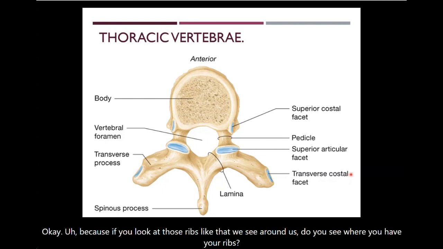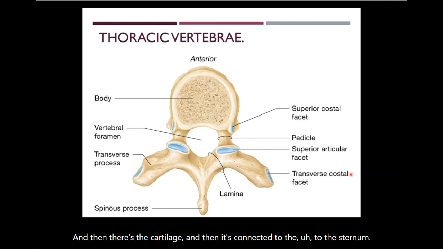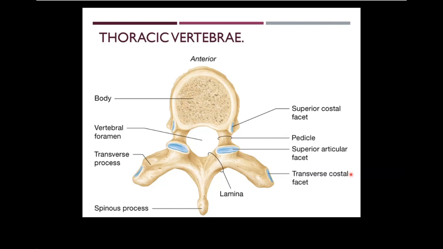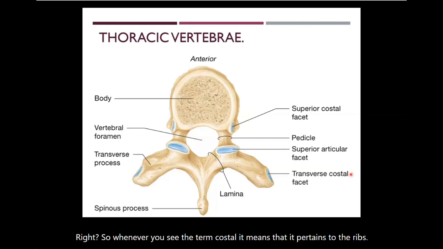Because if you look at those ribs that we see around us, do you see where you have your ribs and then there's the cartilage and then it's connected to the sternum, right? That's called costal cartilage. It's made up of cartilage tissue. It's a joint because it's joining the ribs to the sternum, right? So whenever you see the term costal, it means that it pertains to the ribs. So what did we say about the thoracic vertebra?